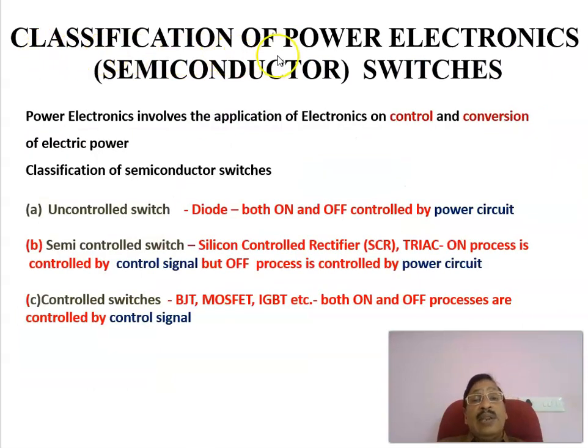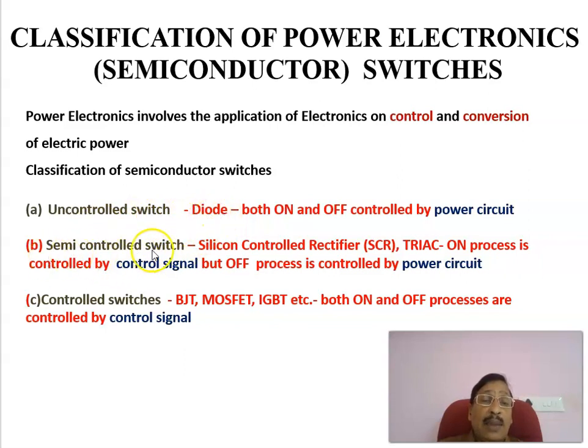Let us see the classification of power electronic switches, or semiconductor switches. Power electronics involves the application of electronics to the control and conversion of electric power, and the semiconductor or power electronic switches can be broadly classified into three types. The uncontrolled switch is the diode, a semiconductor switch. It turns on and off as controlled by the power circuit. You cannot give any control signal to control the diode. It is controlled by the power circuit. That is an uncontrolled switch.